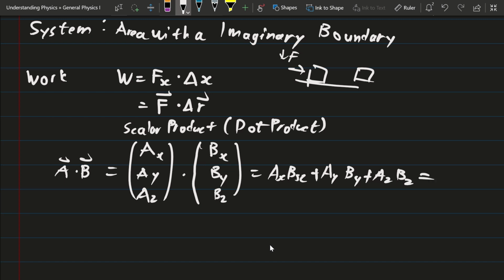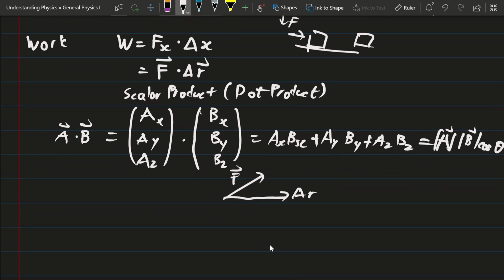And basically this is equal to the length of A, multiply that by the length of B, cosine theta. And so this is one of the most interesting properties of a dot product. If you try to analyze this for our work, we could see that if you have a certain force going in this direction, and then you are moving it by a delta r in this direction, so basically, if you are trying to find the work, let's just write this to be delta x.